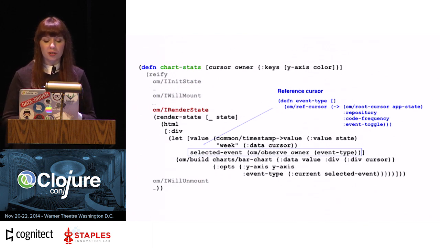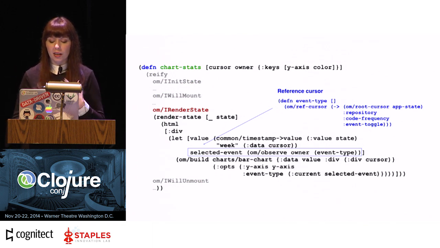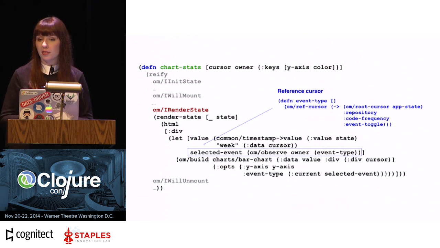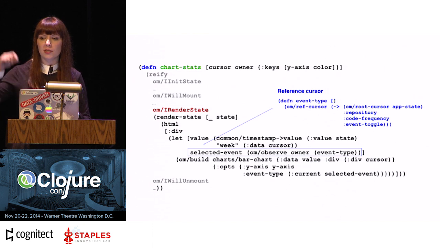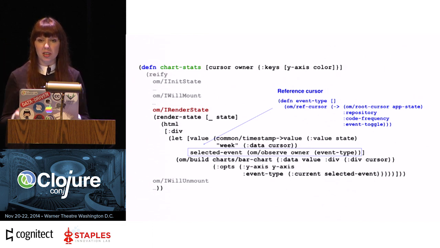That's the render function of the chart stats component. I'm using a reference cursor here. This is because depending on what user interaction is chosen, whether it's click or hover, I want to either disable or enable transitions. When we hover over something, I don't want the charts to jump up and down because it's really annoying.